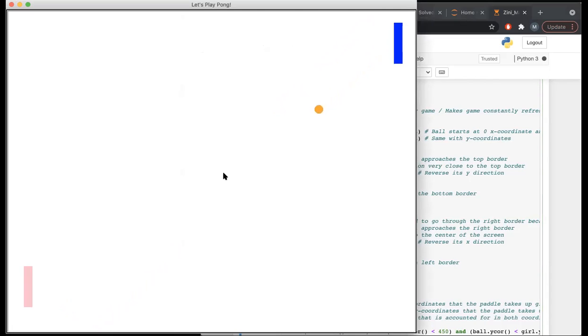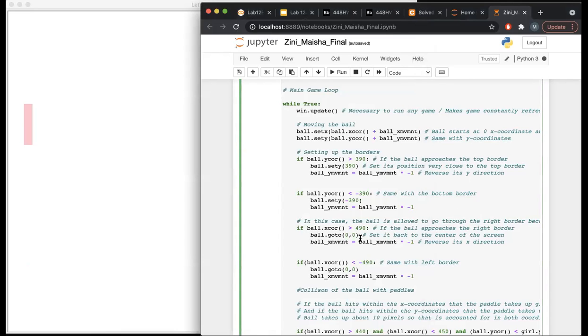Let me just show an example. So watch, it's gonna go right back to the origin. So this is for the right border, right? If the x coordinate of the ball goes past 490, the ball goes back to the origin and it reverses direction. And same for the left border. If the ball goes past negative 490, then it also goes back to the origin and it reverses direction. So that's pretty good.